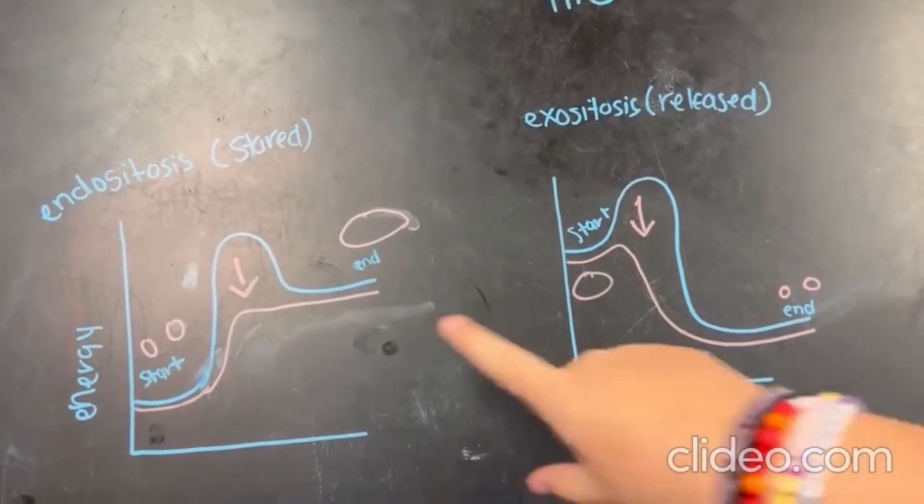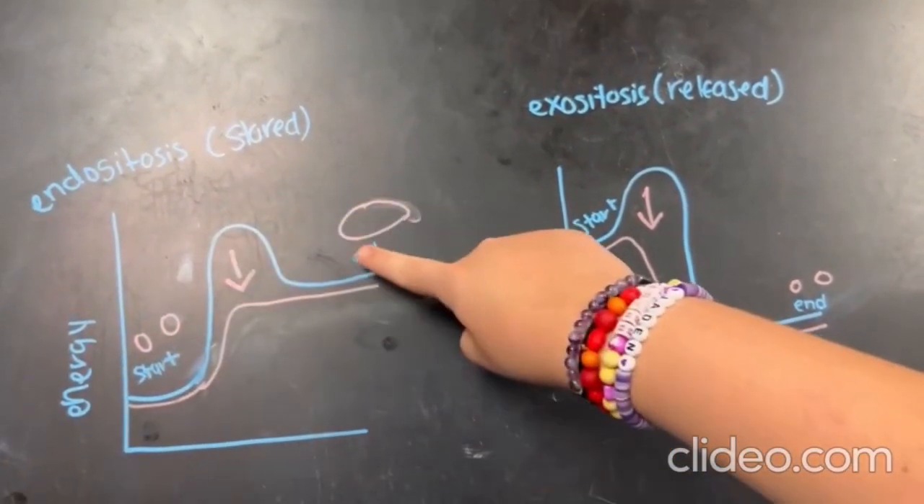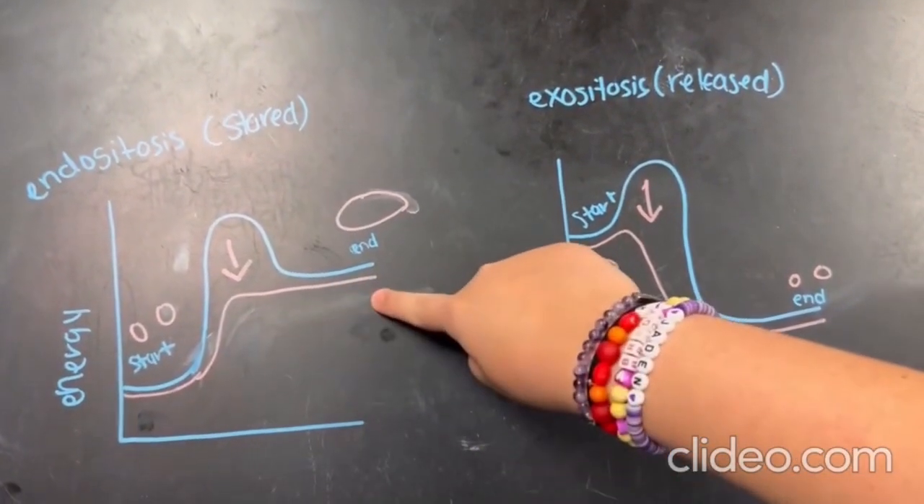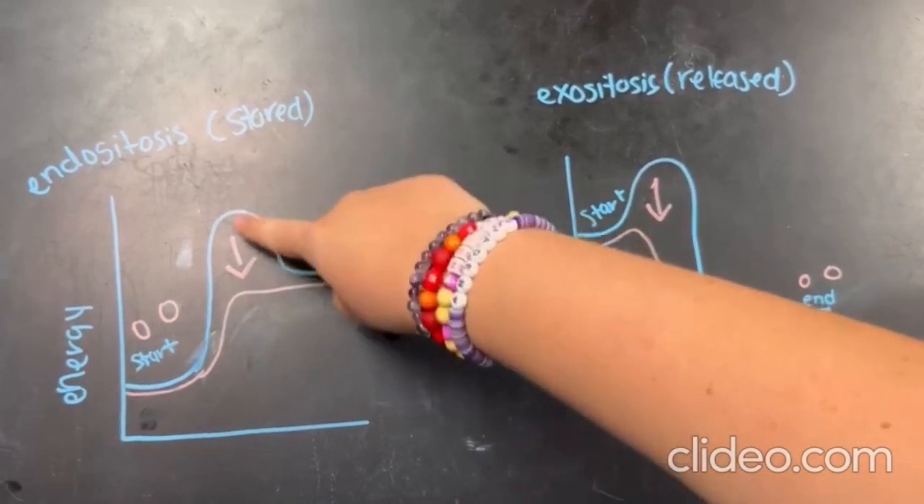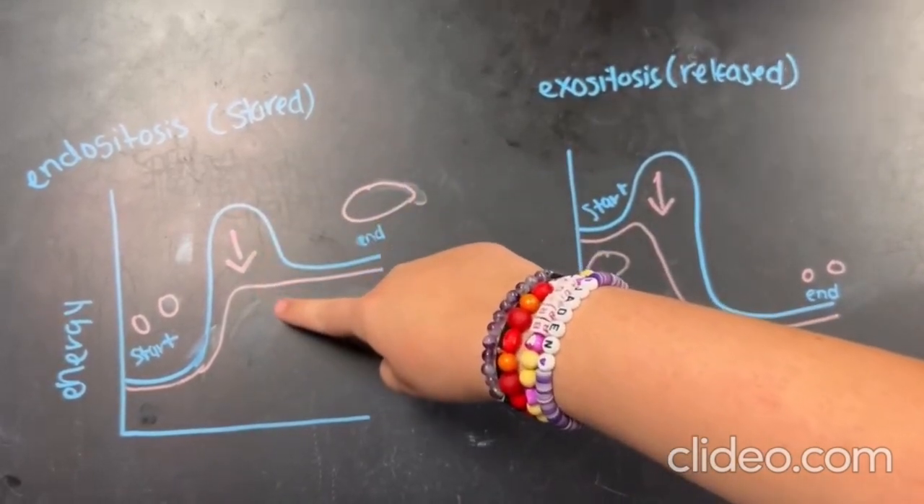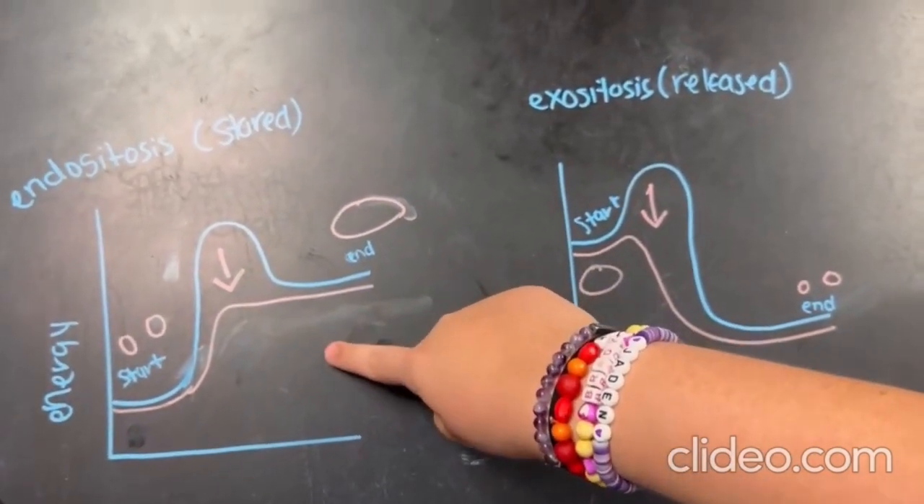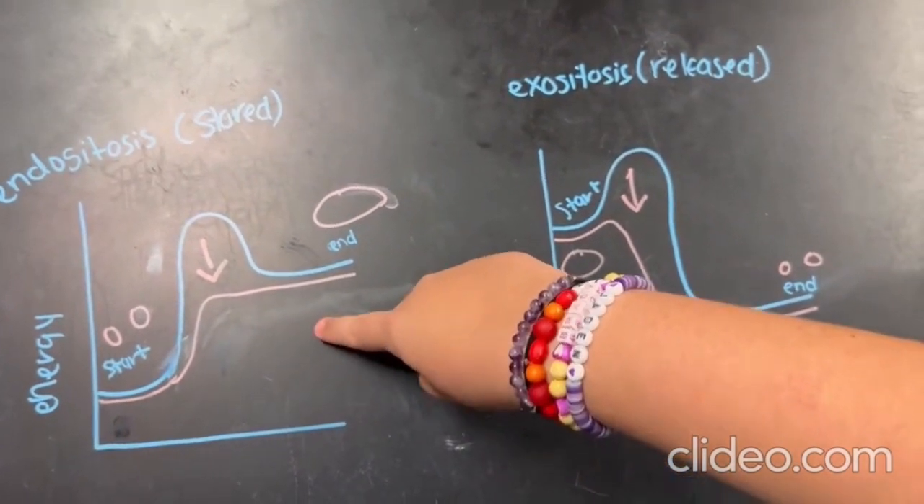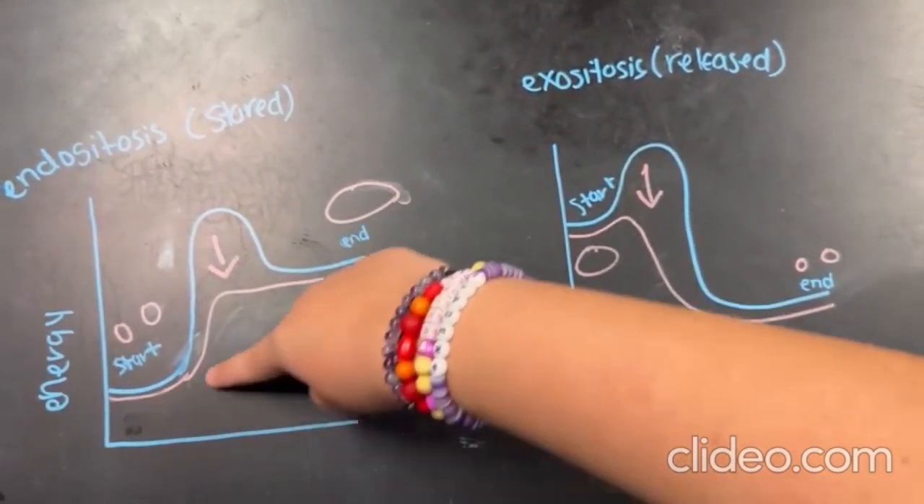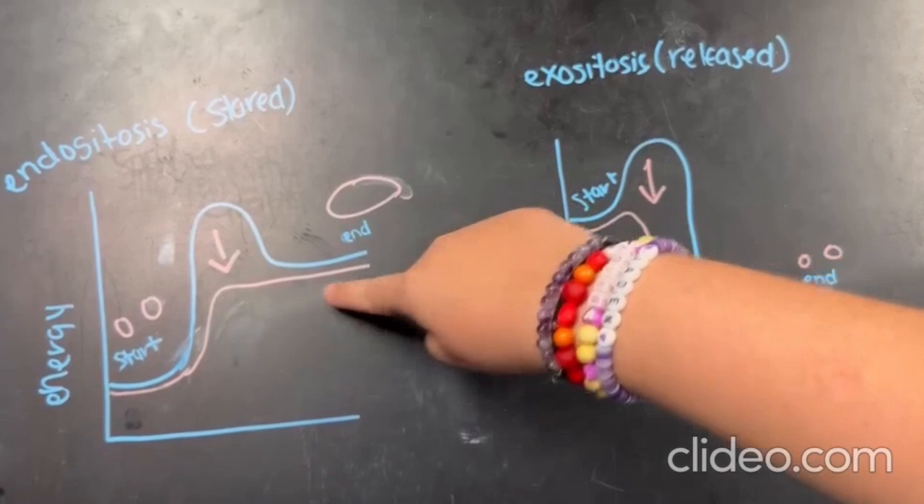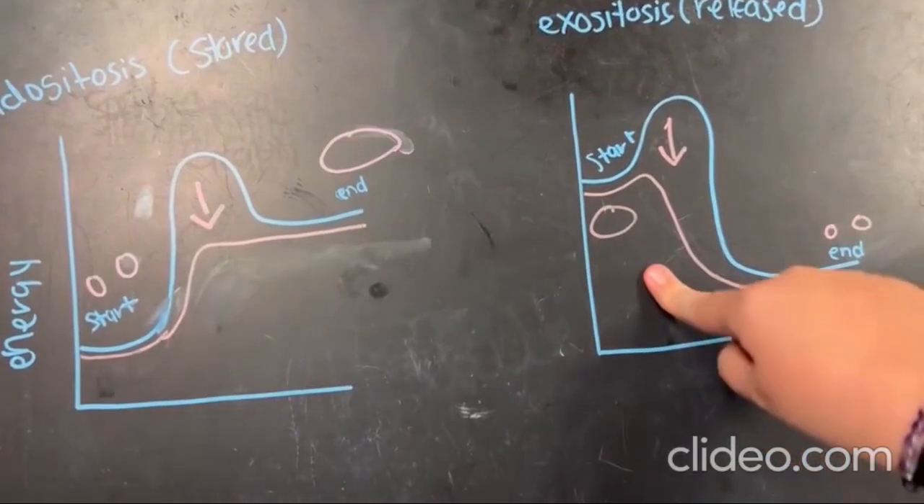So the blue line on both graphs represents a reaction without an enzyme, and the orange line represents a reaction with the enzyme. Enzymes lower the activation energy, which is the energy required to start a reaction. So since the reaction has an enzyme, it takes a lot less energy for both of them. And then this is the start, this is the end for both of them.